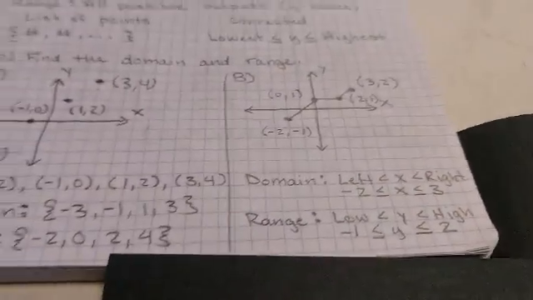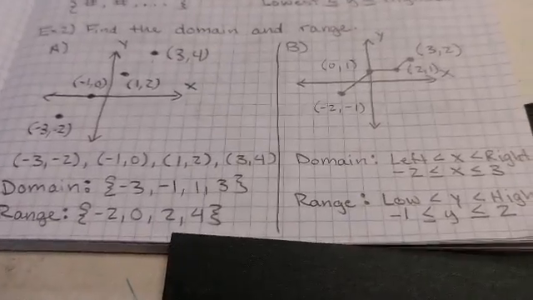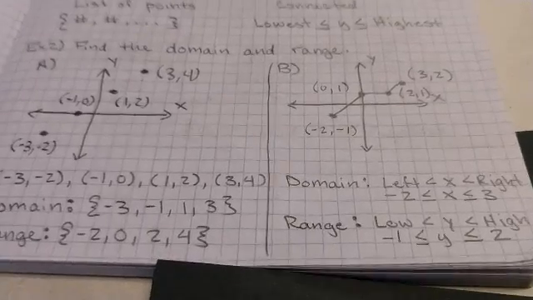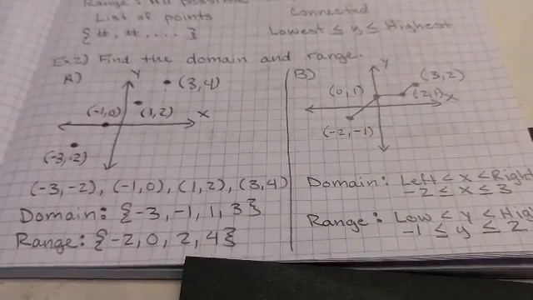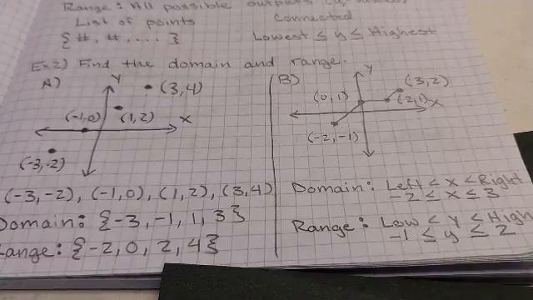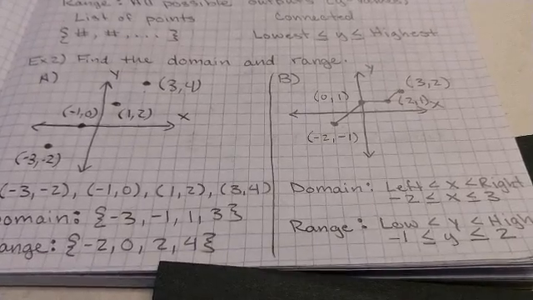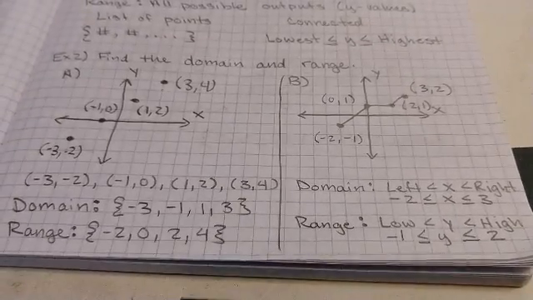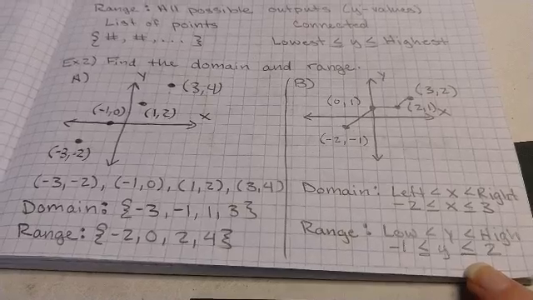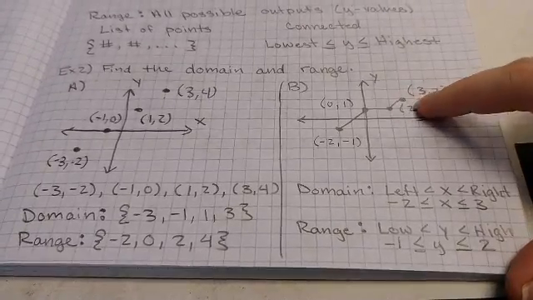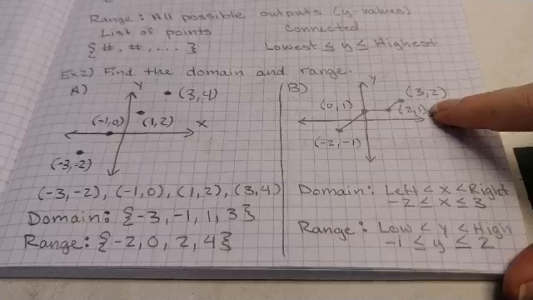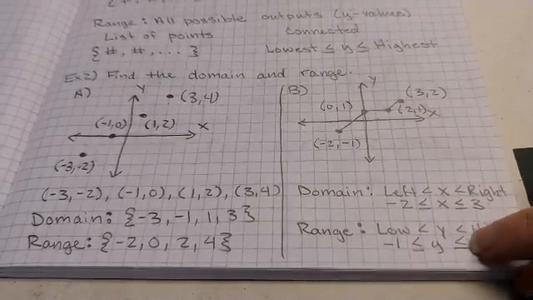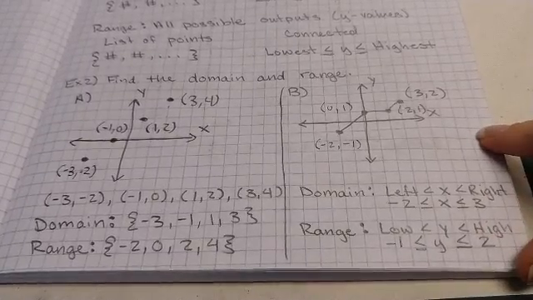So remember, if it's a list of points, we just list out all of our x values and all of our y values. If it is connected like part B, then we have to do those inequalities. The main thing to remember on your inequalities is you have to check your dot. Is it open or closed? If this was open on this 3, 2, then I'd have no line under here, and I'd have no line under this one, because it means it's not included.